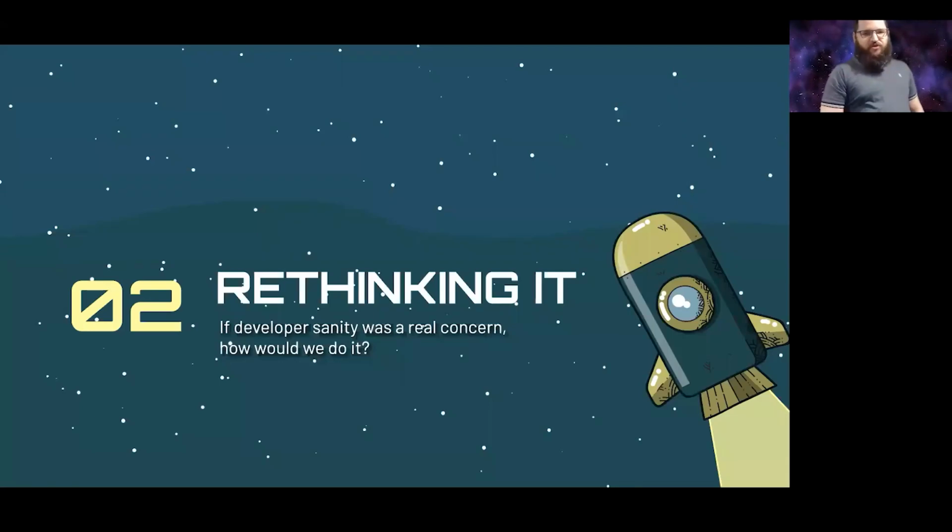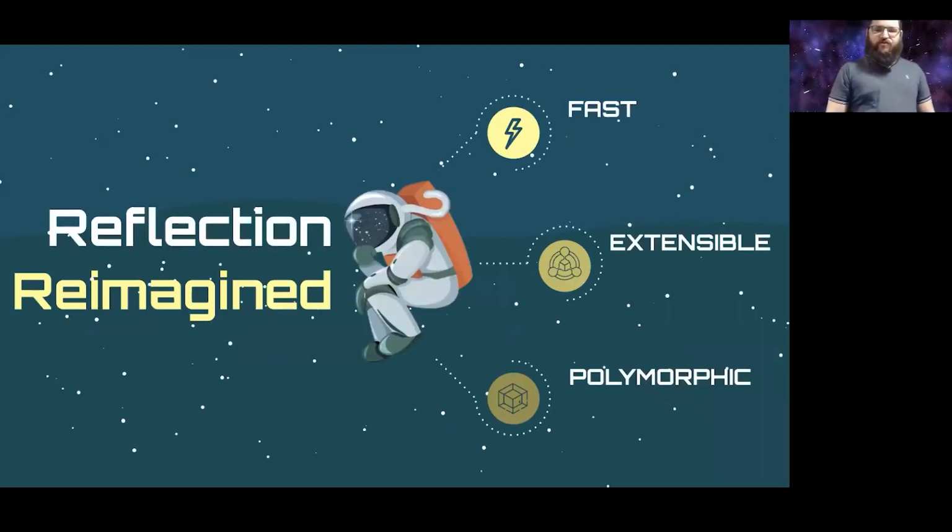So if we could rethink reflection from the ground up, right? If we were actually able to do that, well, here are some of the things we'd want. We'd want it to be fast, right? Or we'd want it to basically be the equivalent of, once it's done, producing what is handwritten code. We want it to have an extensible type system of some kind. We want it to be able to account for polymorphism.